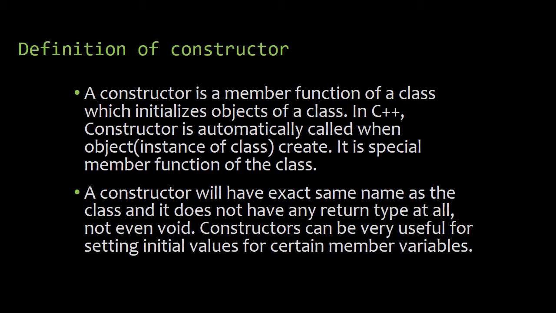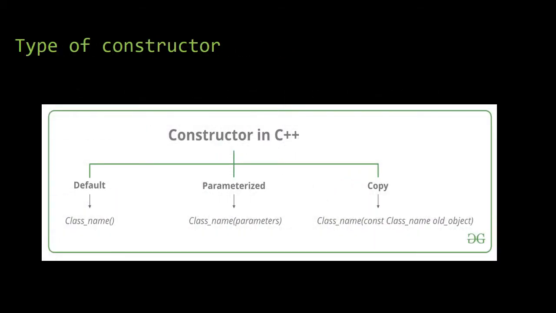A constructor has the same name as the class and it does not have any return type at all, not even void. Constructors can be very useful for setting initial values for certain member variables. Types of constructor: default, parameterized, copy.